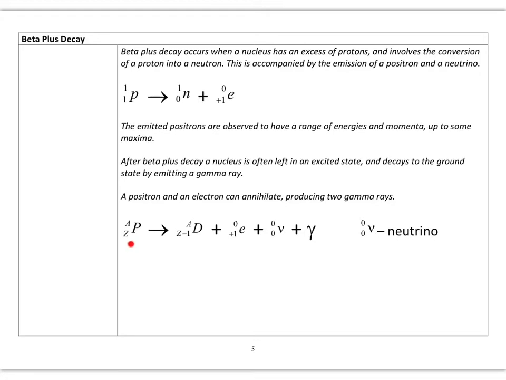We start off with a parent, but now we lose a proton because a proton is converted to a neutron. We get a beta plus or a positron released, a neutrino, and a gamma ray photon. So just to give a specific example of that, and this is one that we will talk about probably again with our application.